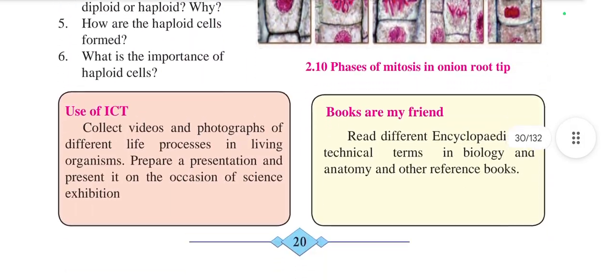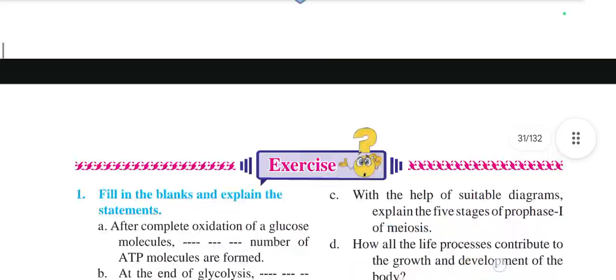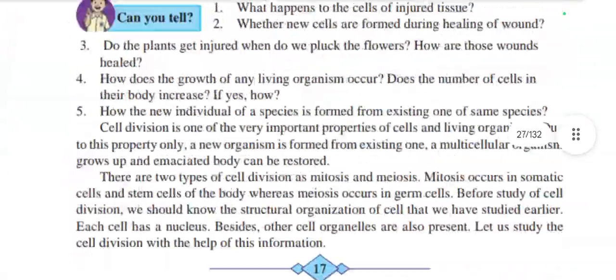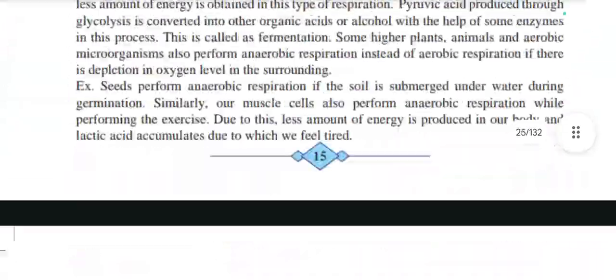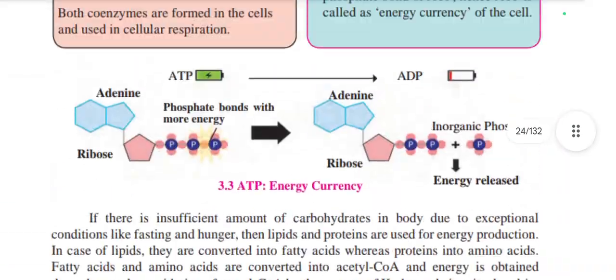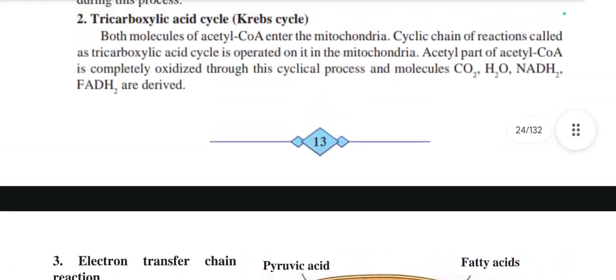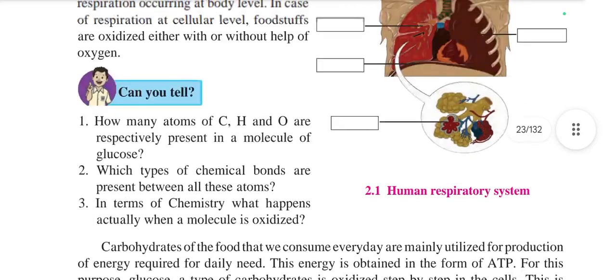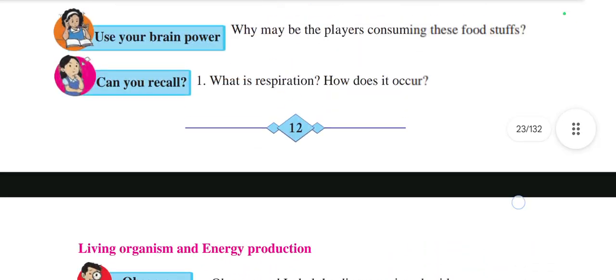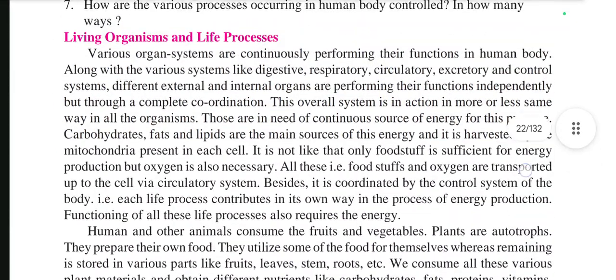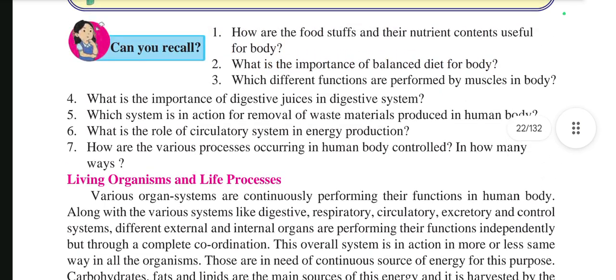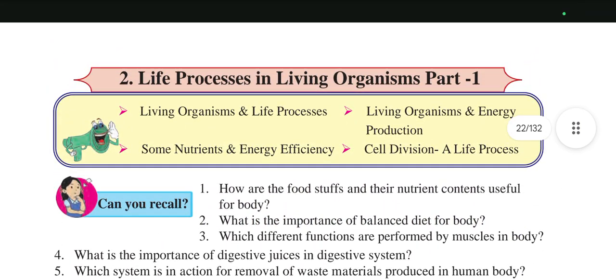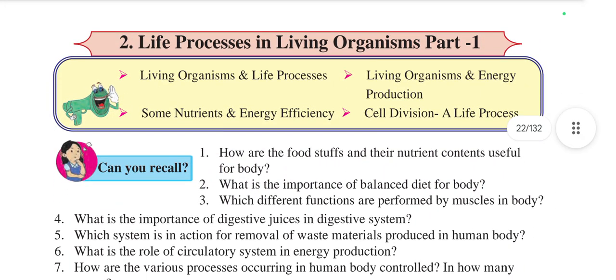So in this chapter we discussed the introductory part, what is meant by ATP, how ATP is formed, what is meant by anaerobic and aerobic respiration, how living organisms breathe, and the living organisms and life processes. Whatever the part, we discussed in one short video.